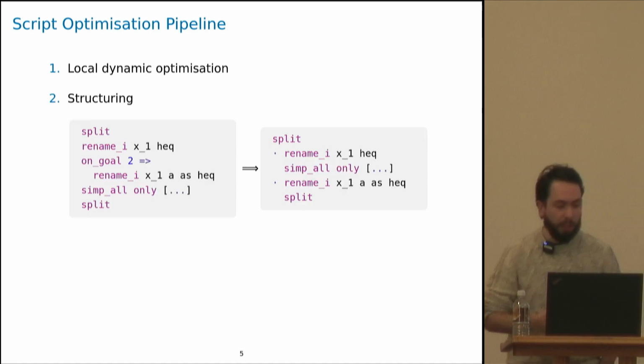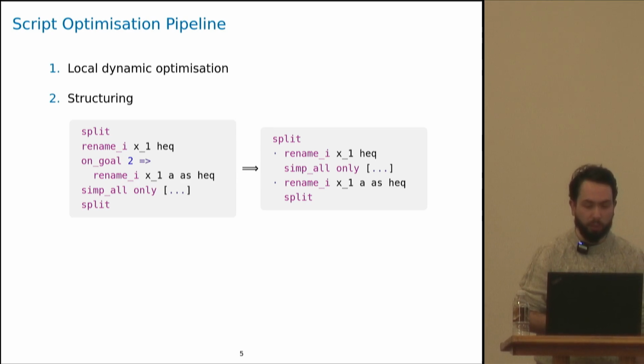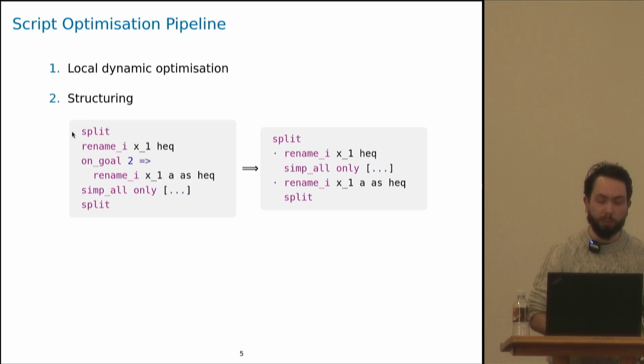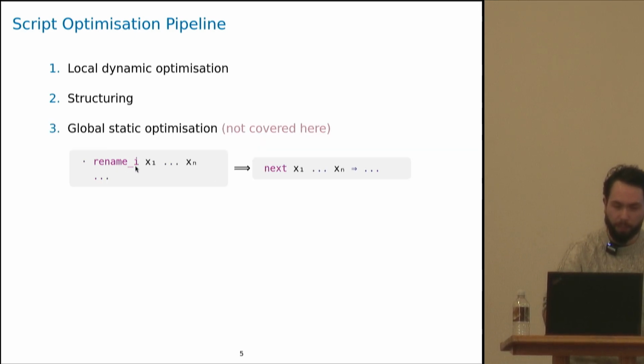Then the second step is the most involved and does the structuring that I already talked about in the introduction, right? So it takes this script, which is just a list of tactics, and transforms it into this tree where we focus on specific goals. And it also does this reordering where these on-goal 2 things disappear if possible.